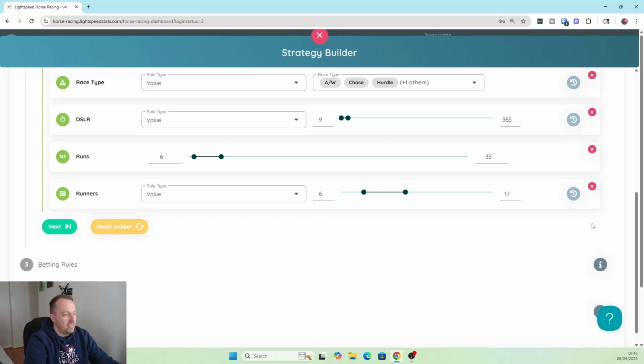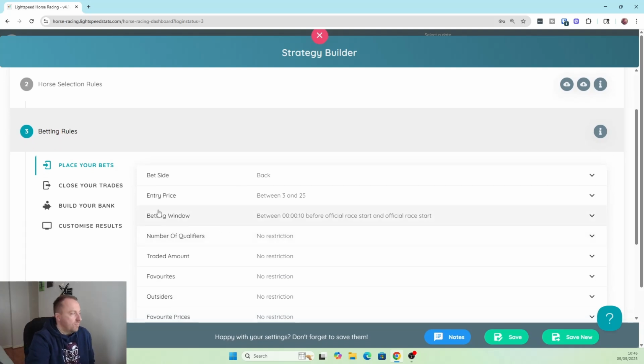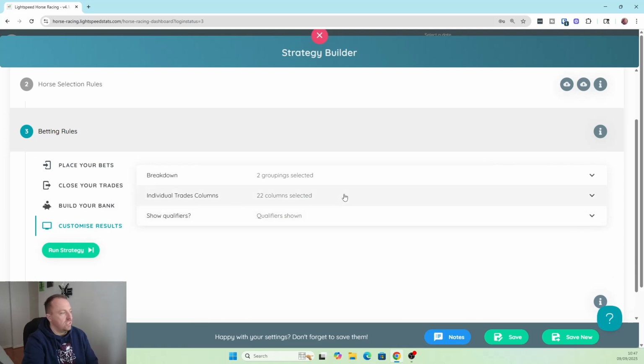I'm actually going to X this off now because I want to look at the results of class. So I'm going to X this off as if we haven't got our strategy yet and we're still working out whether we want class. Then what you're going to want to do is go to the betting rules. And this is so powerful. If you go to customize results, it's a similar thing to what we did with gender last week. So if you've seen the gender video, you'll know what's coming here.